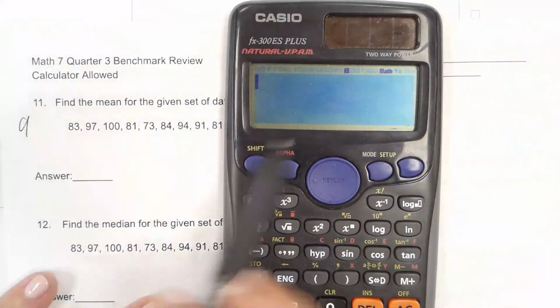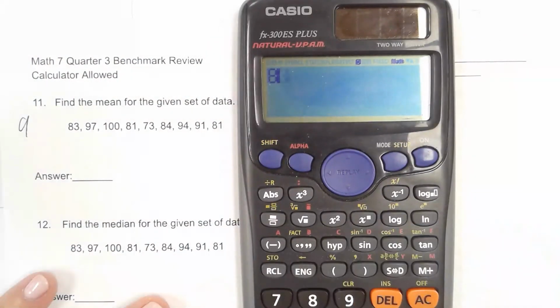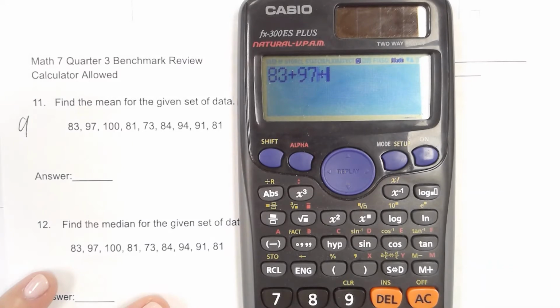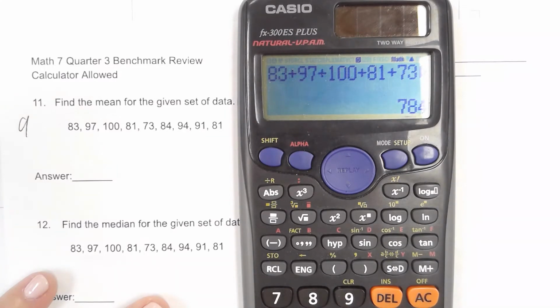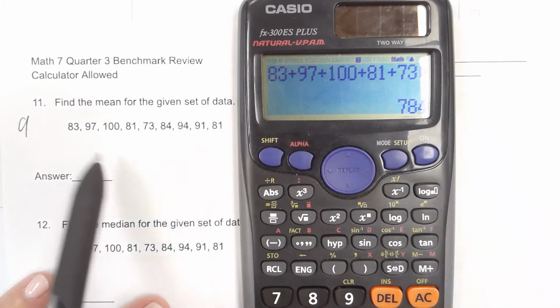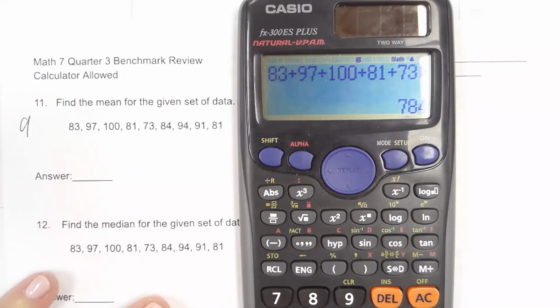Okay, so finding the mean, again, you're just adding up all the numbers. So 83 plus 97 plus 100 plus 81 plus 73 plus 84 plus 94 plus 91 plus 81. So that equals 784. And then again, mean is finding the average, so we need a number that's within the middle of the data. So 784 is not in the middle, but if you were to divide it by how many numbers there were, which is 9, you now get 87.1 repeating.